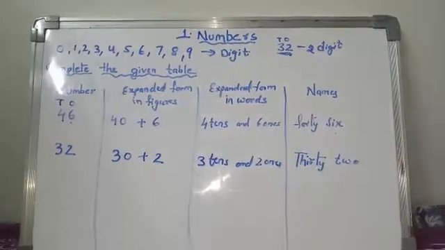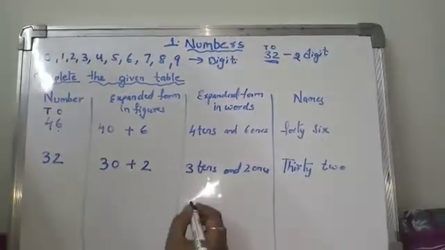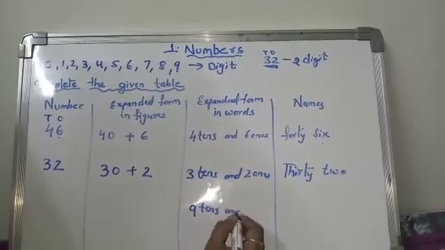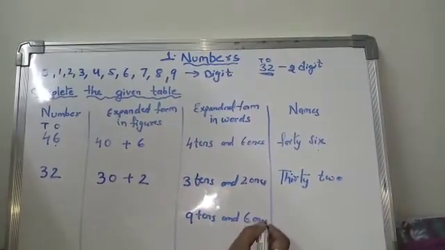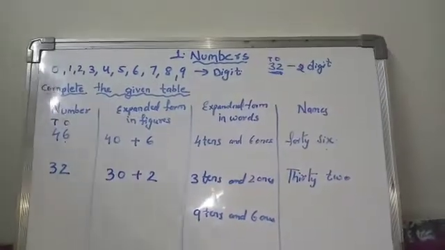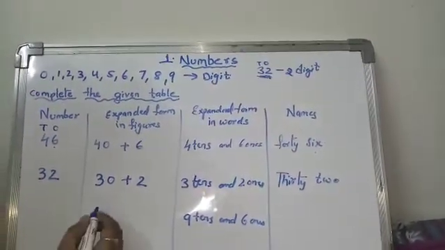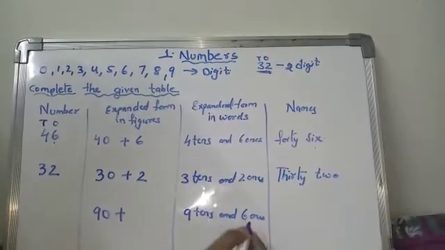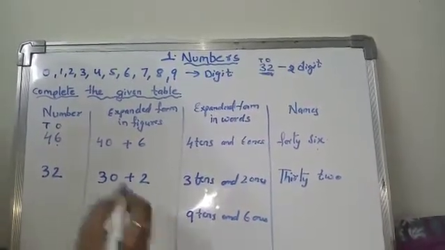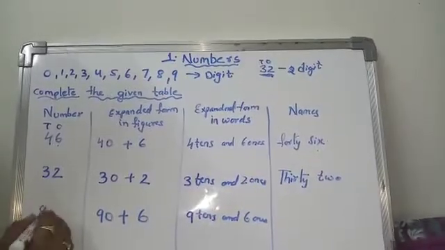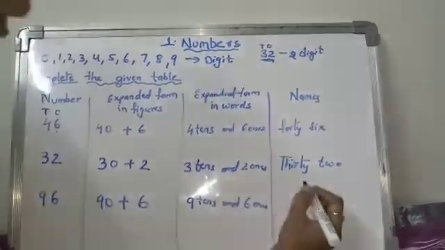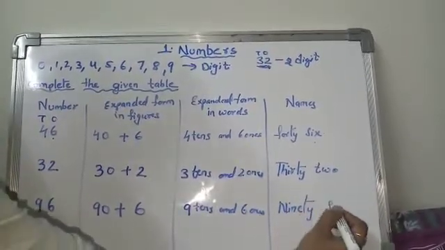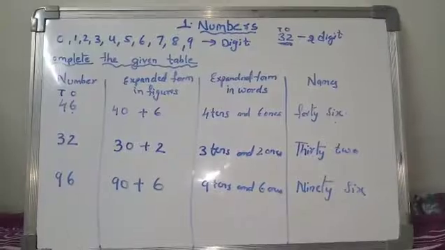Now, one more example I will give you. For example, if I write here 9 tens and 6 ones, how will you write it in the expanded form? 9 tens is 90, plus 6 ones means 6. So what will be the number? 96. And the name as ninety-six. This is the third example.